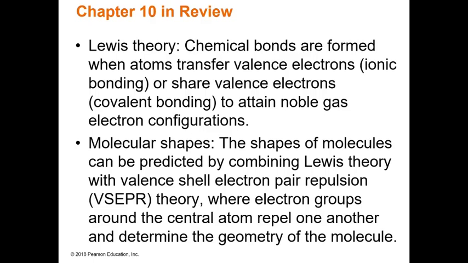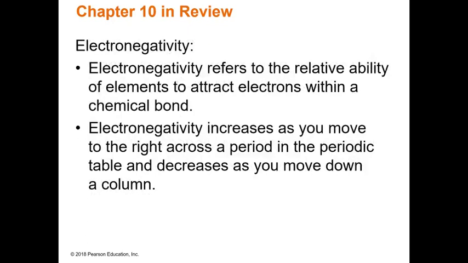To wrap up, Lewis theory helps us understand bonding by showing how atoms transfer or share electrons to reach stable configurations. Ionic bonds involve transfer, covalent bonds involve sharing. VSEPR theory then helps us predict molecular shapes based on electron repulsion. These shapes influence a compound's reactivity and properties.